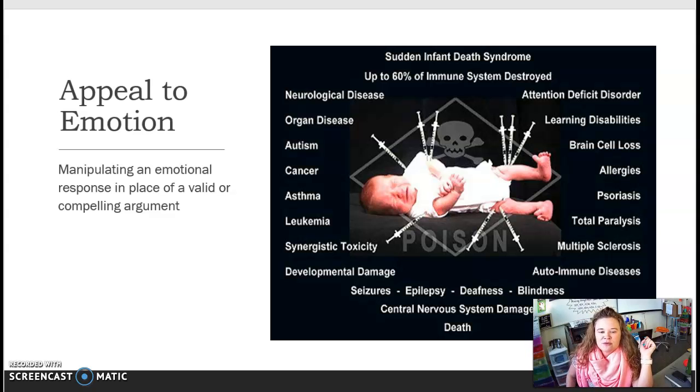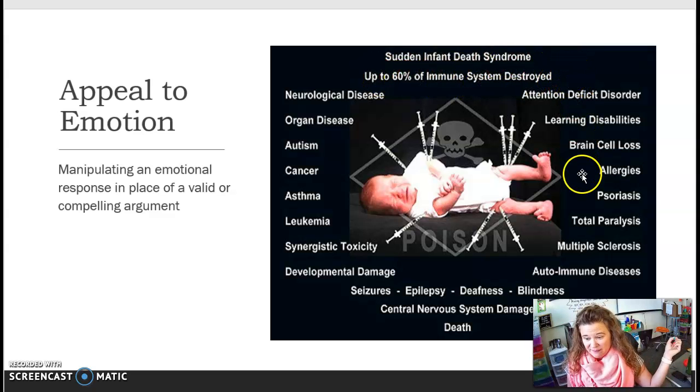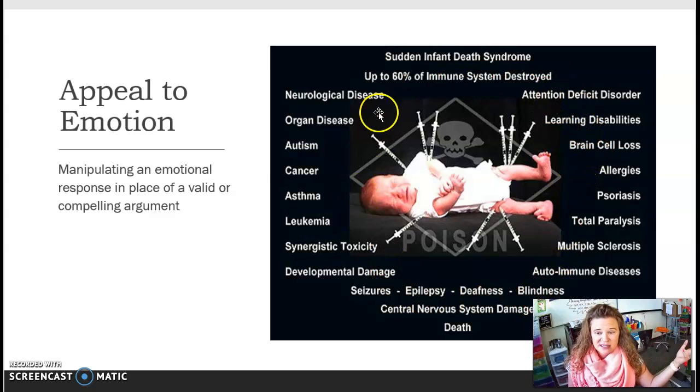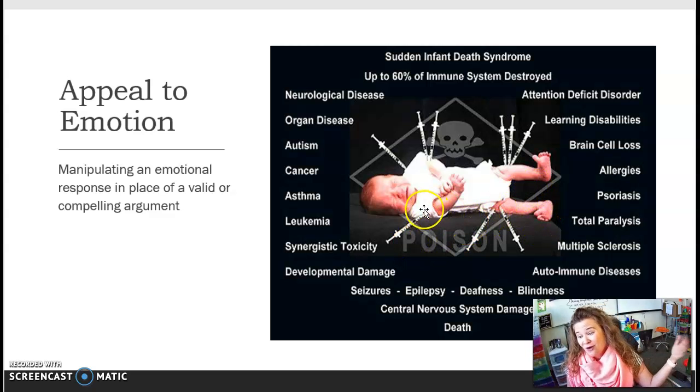Appeal to emotion, manipulating an emotional response in place of a valid or compelling argument. So this one is where you take emotion and you just use emotion instead of any facts or statistics. We've got a logical fallacy right here in front of you. That's an appeal to emotion. And it says up top, sudden infant death syndrome, up to 60% of immune system destroyed. Notice we have no idea what this advertisement is for. We have no idea what this is warning us against.